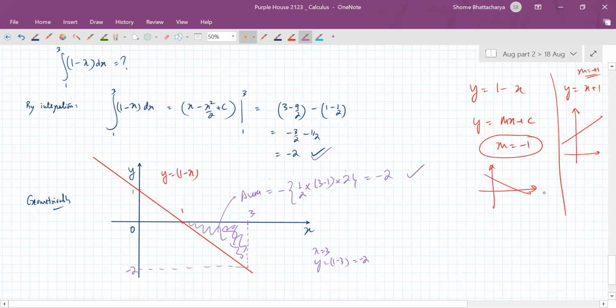Sir, can you re-explain what you did just now for the area? Half of base into height, beta, the area of a triangle. This is a right angle triangle, the inverted one. The base is equal to 2 units from here to here, because this point is x equal to 1 and this point is x equal to 3. And this height is also 2, because this point is y equal to minus 2.